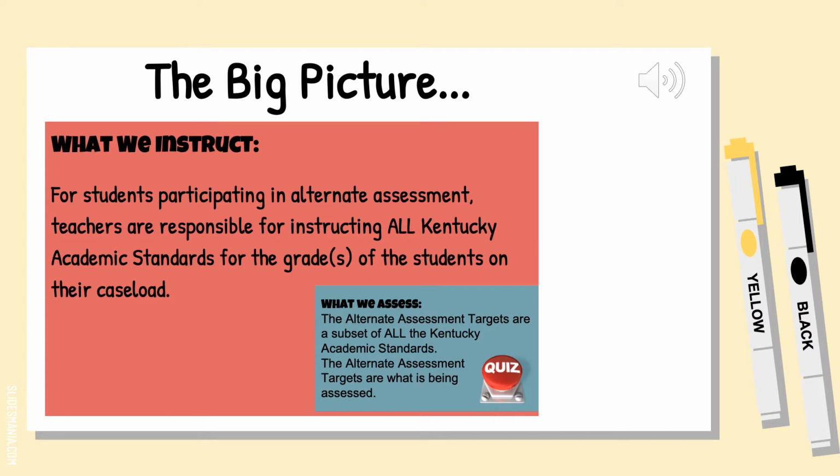Students who are participating in Kentucky Alternate Assessment will receive instruction in all Kentucky academic standards. Teachers are responsible for modifying grade level content to make standards accessible for students based on best practices in instruction for students with moderate to severe disabilities. For the purpose of assessment, students will be assessed on the alternate assessment targets. The alternate assessment targets are what is being assessed. It's just a subset of the entire set of standards, like taking a temperature is just a small measure of how we know someone is healthy.